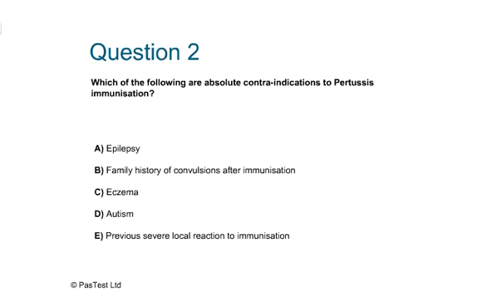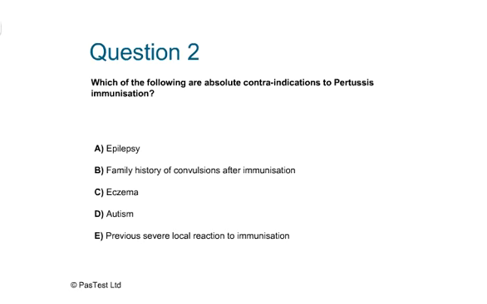Question 2. Which of the following are absolute contraindications to pertussis immunisation? A. Epilepsy. B. A family history of convulsions after immunisation. C. Eczema. D. Autism. E. A previous severe local reaction to immunisation.